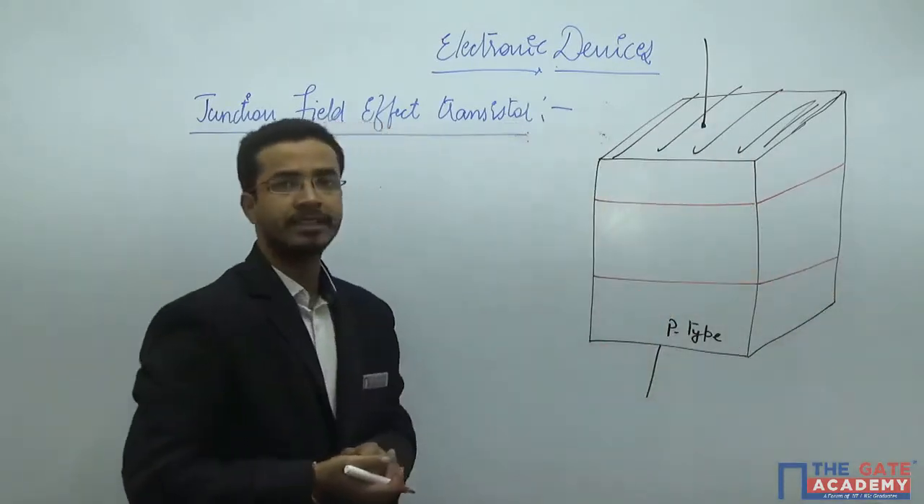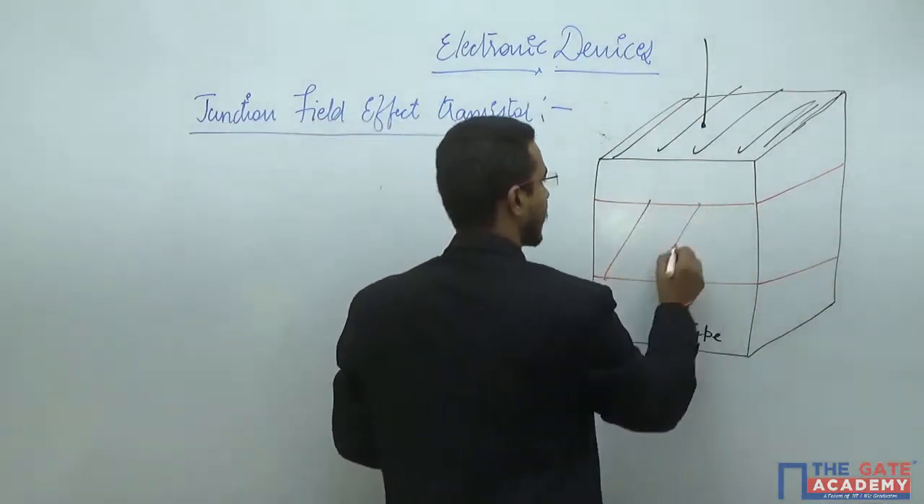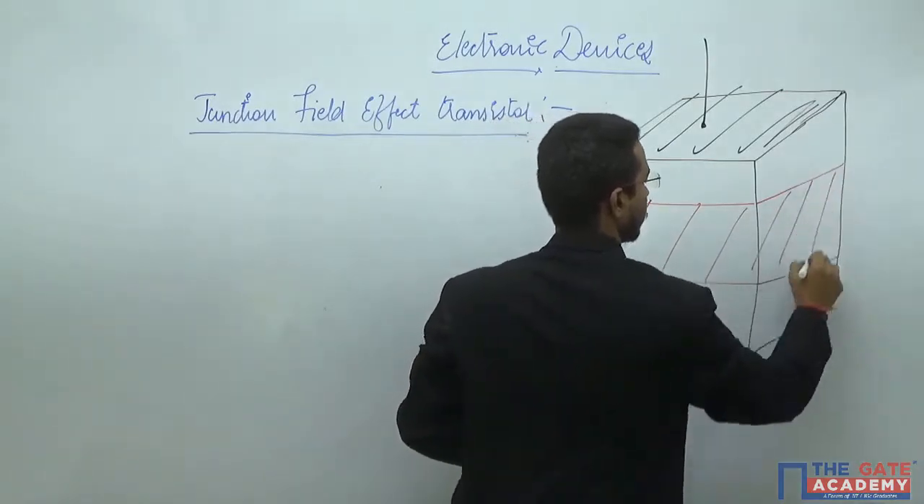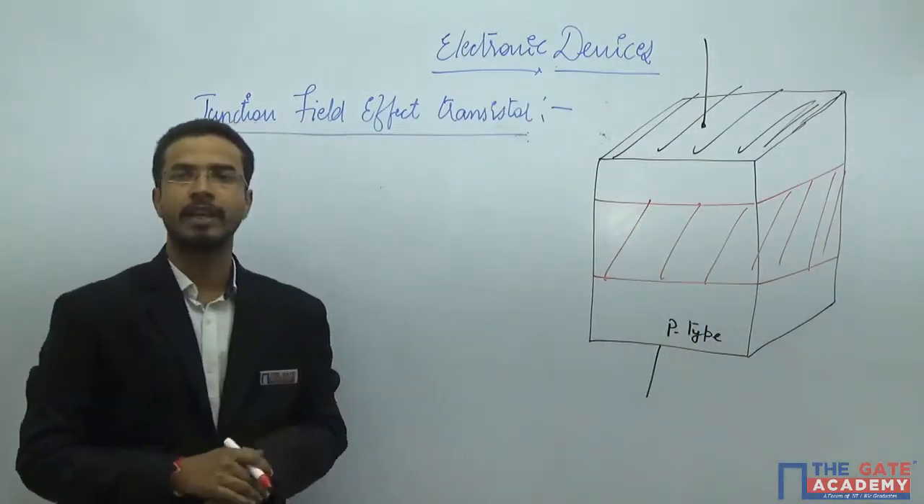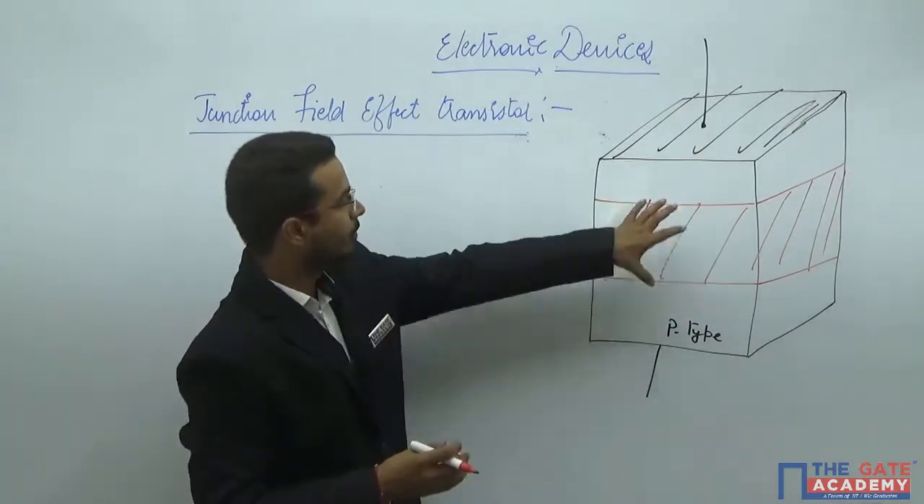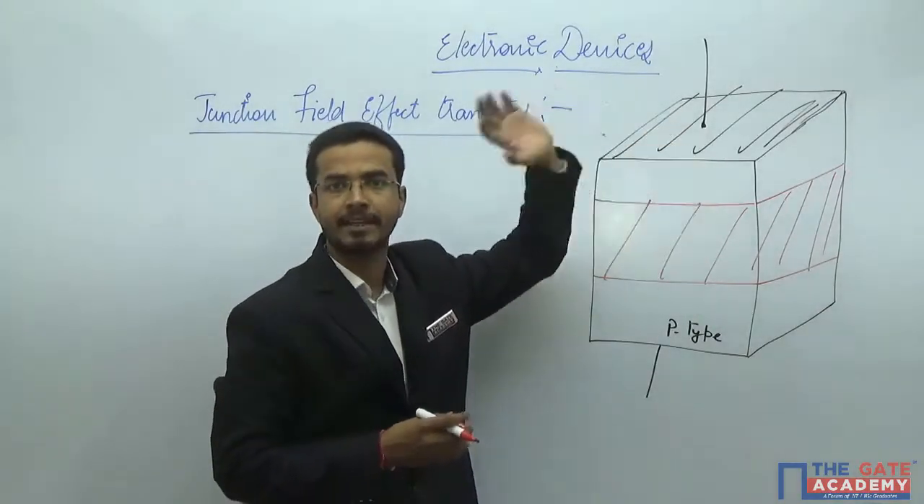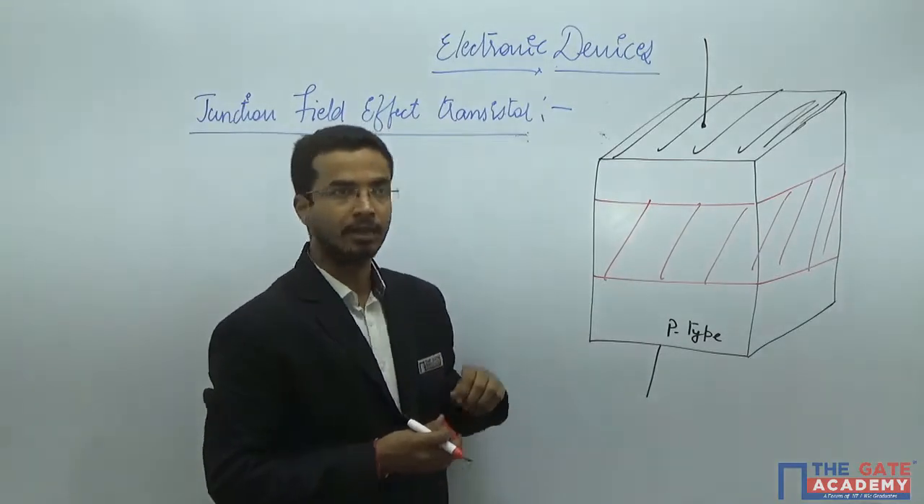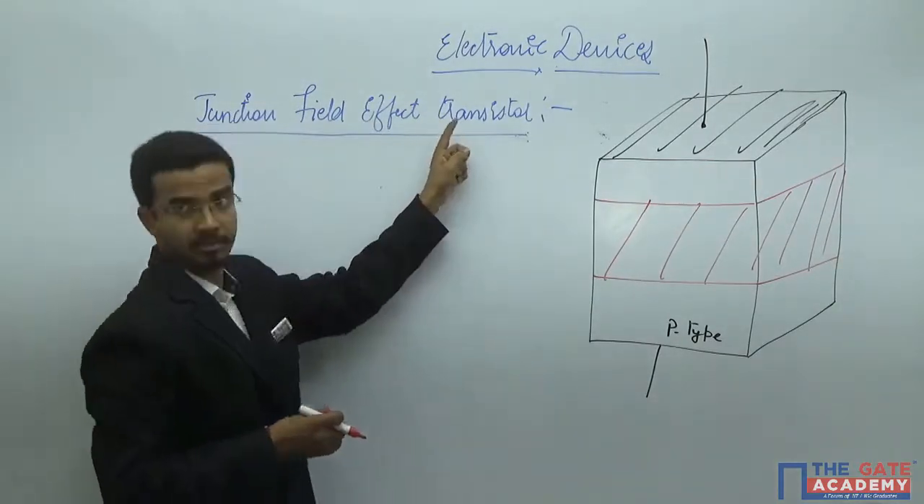Only two sides you can see. That means this entire part you will dope with any other type of impurity. Okay, and this will become the basic architecture of this particular device, the field effect transistor.